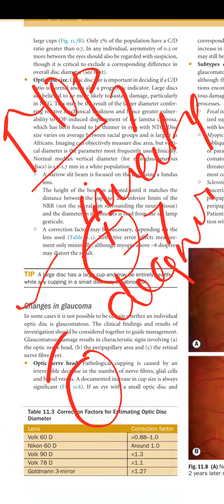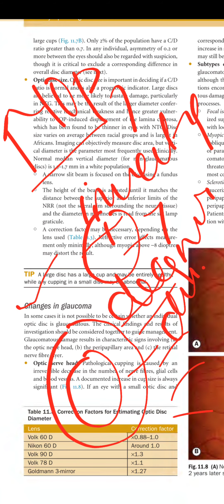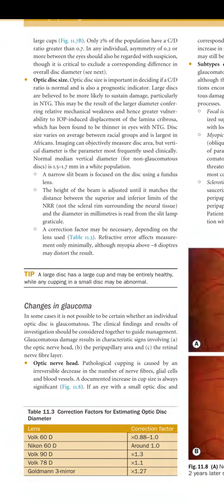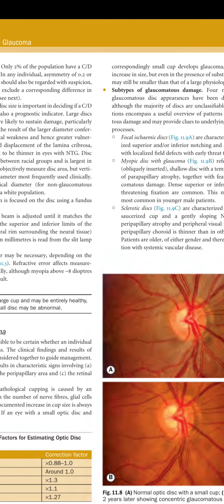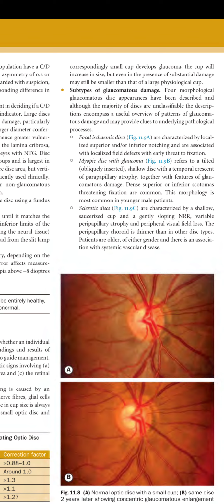The area surrounding the disc is called the peripapillary area, and then there is the retinal nerve fiber layer. Optic nerve head pathological cupping is caused by irreversible decrease in the number of nerve fibers, glial cells and blood vessels. A documented increase in the cup size is always significant. If an eye with a small optic disc and correspondingly small cup develops glaucoma, the cup will increase in size, but even in the presence of substantial damage may still be smaller than that of a large physiological cup.